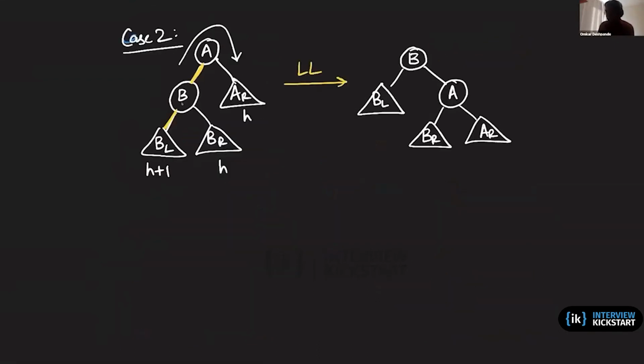So here also, the order in which we'll do Inorder Traversal is first B sub L, then we'll hit B, then we'll hit B sub R, then we'll hit A, then we'll hit A sub R in both diagrams. Now let's put in the heights here. B sub R is h, B sub L is h plus 1, A sub R is h.